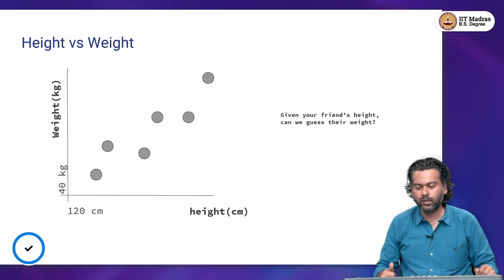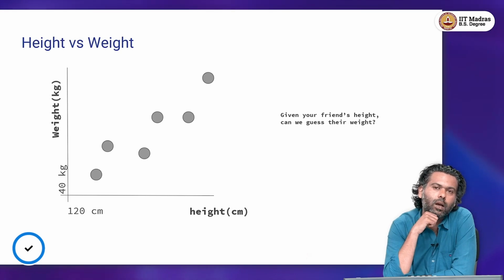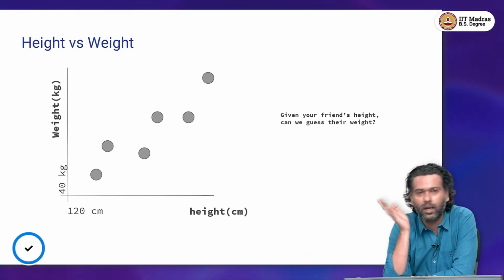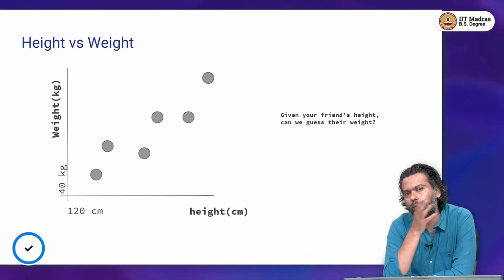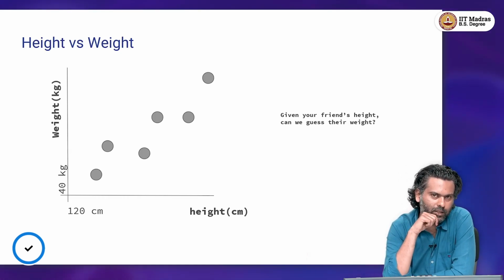Now the question is, let's say everybody in your class has given their height and weight except one friend of yours, who is not happy to reveal his or her weight, but is happy to reveal their height. They don't want to reveal their weight, and they are asking you to guess their weight.